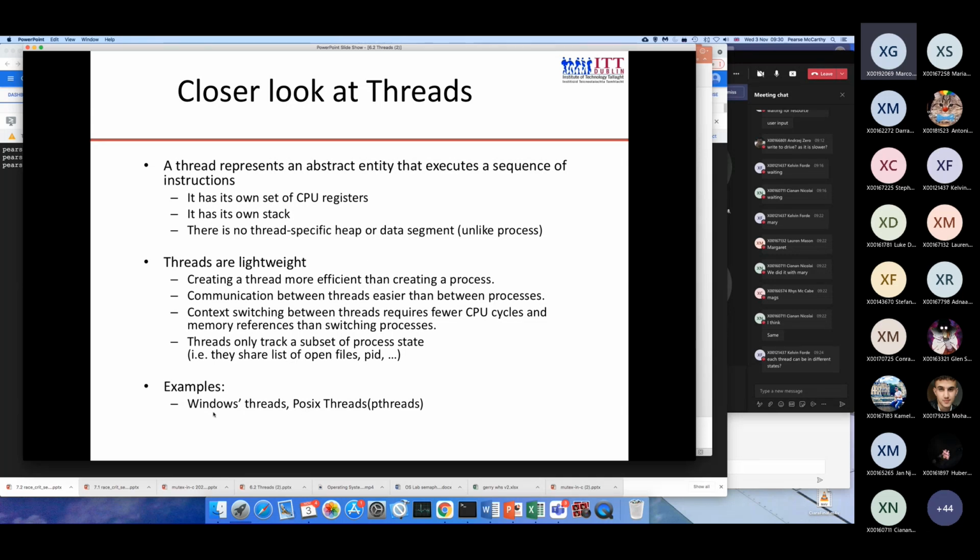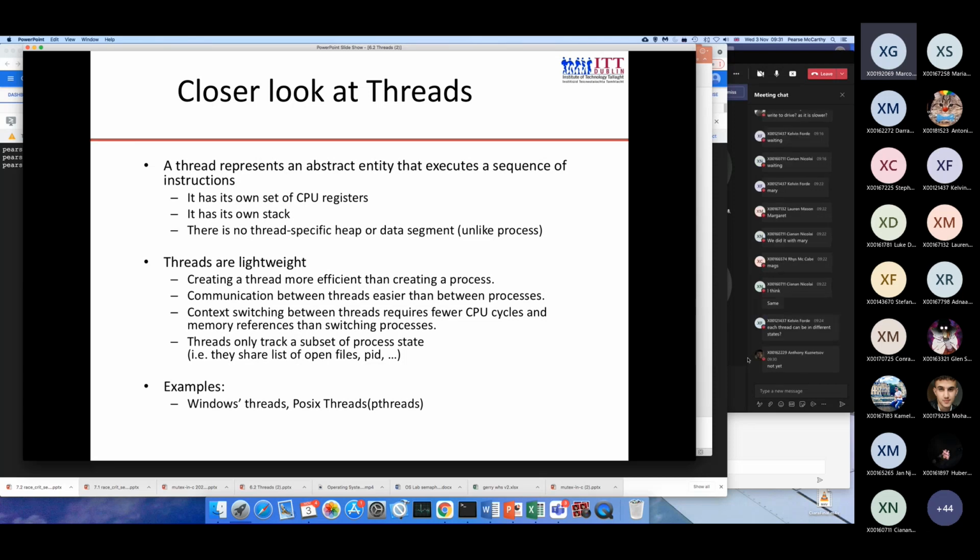Some examples. Has anybody, there are some programmers in the room, has anybody used threads, POSIX threads or Windows threads at this stage? Anybody done anything with them? Yes, no, not yet. Okay.